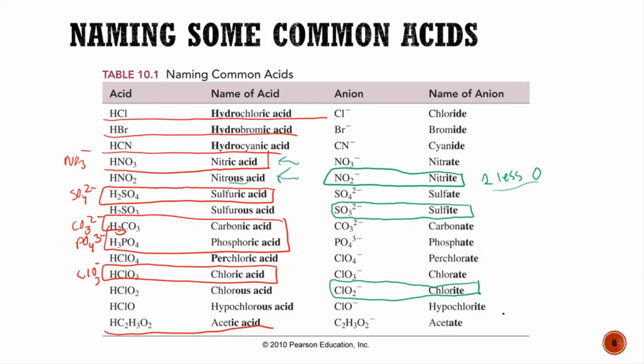Now with chlorine, what do we notice? We can have more than just 1 less oxygen. We could have what? 2 less. Do you remember us talking about this? Yes. If you have 2 less, not only do you have the ite suffix, but you also have another prefix. Now you have the hypo. So this acid here is not just the chlorous acid, it's the hypochlorous, because it's 2 less oxygen from the chloric. So all those rules, we can revisit those, I'll revisit.